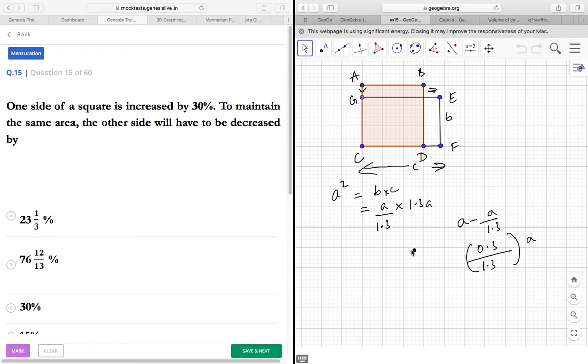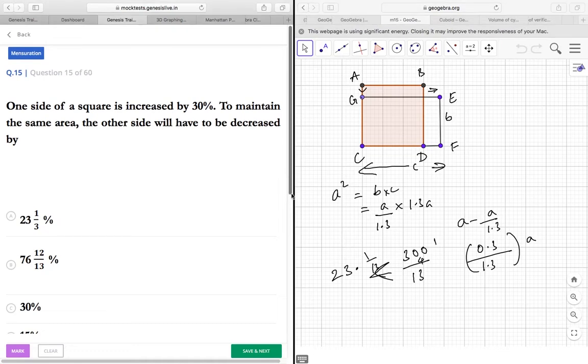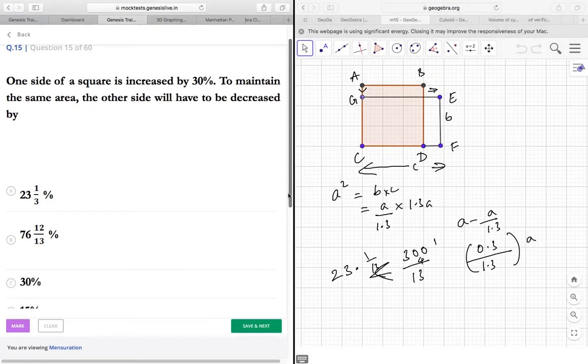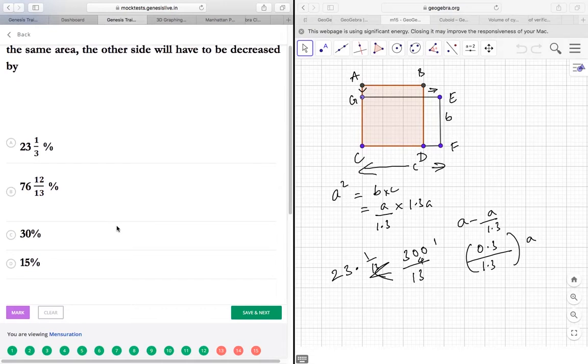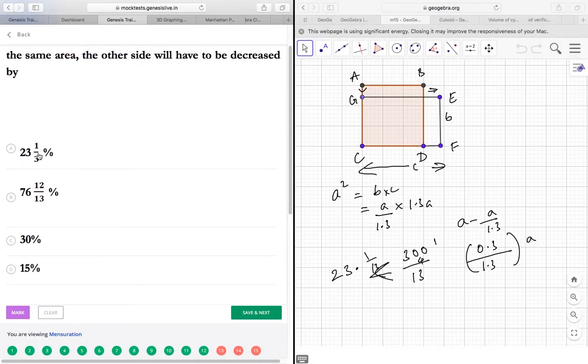This will be equal to how much? Let's say 30 divided by 13, or 300 by 13, and then the percentage. So 13 how many times? 13 2s are 26, and then you have 40, 13 3s are 39. You get 23 point, and the remainder is going to be 1. So 1 by 13, 23 1 by 13. I think this must have been 23 1 by 13, not 23 1 by 3. Maybe it's a printing mistake. So the answer is option A, 23 1 by 13.